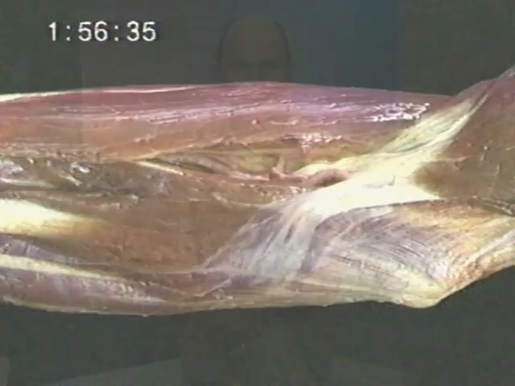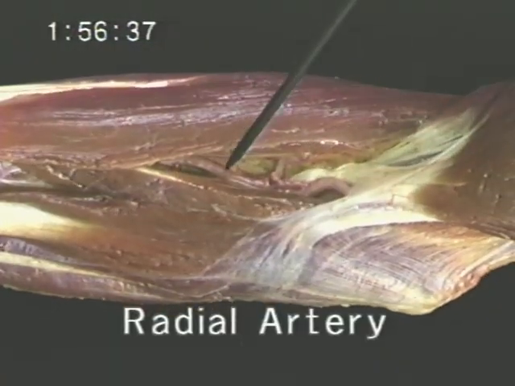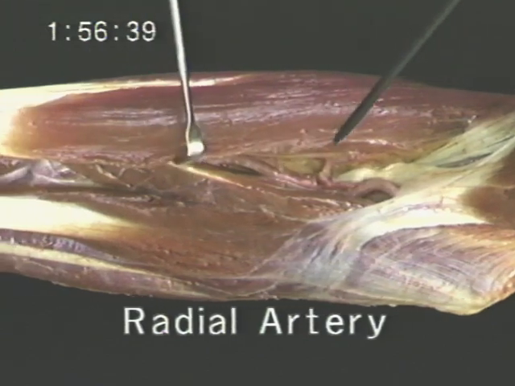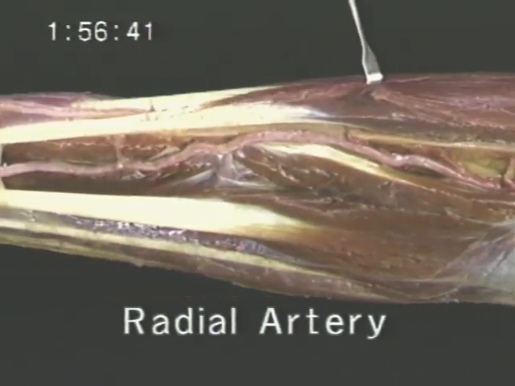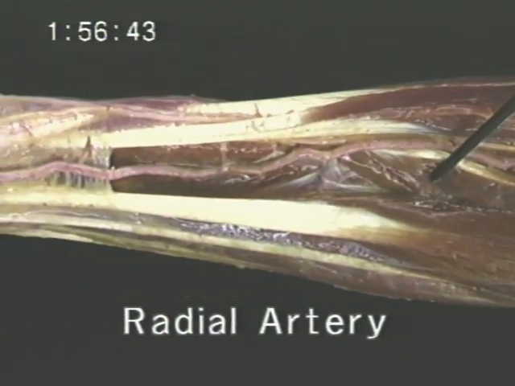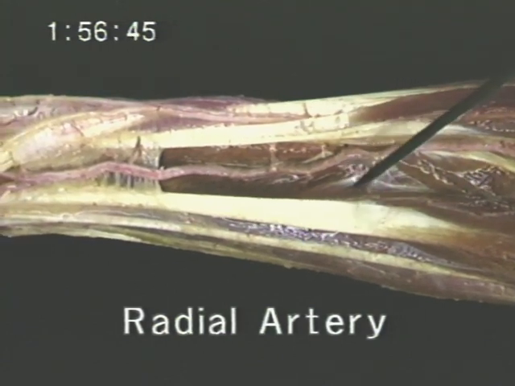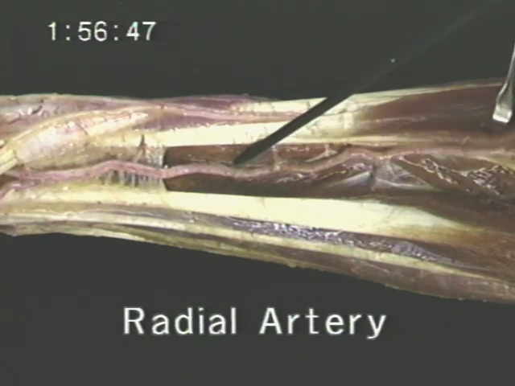Next, let's look at the two main arteries of the hand, the radial and the ulnar. In the dissection we'll see the arteries have been injected with red latex to make them more visible. The radial artery runs down the forearm deep to brachioradialis. It lies on pronator teres, flexor digitorum superficialis, and flexor pollicis longus.